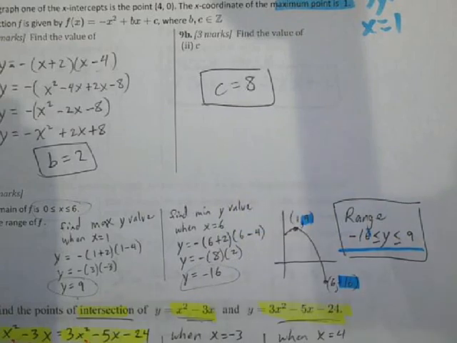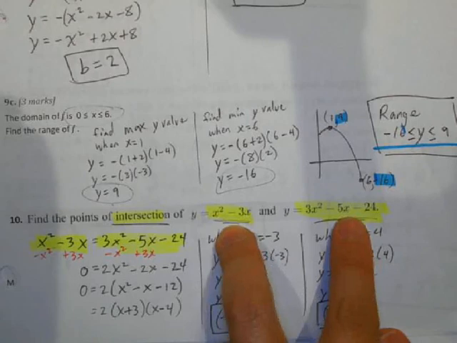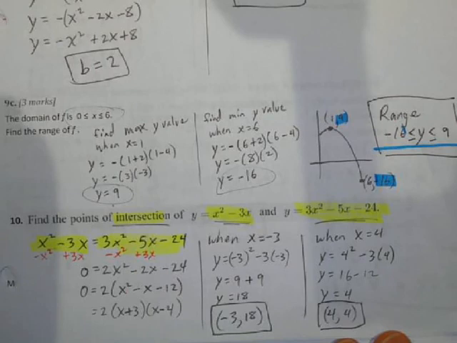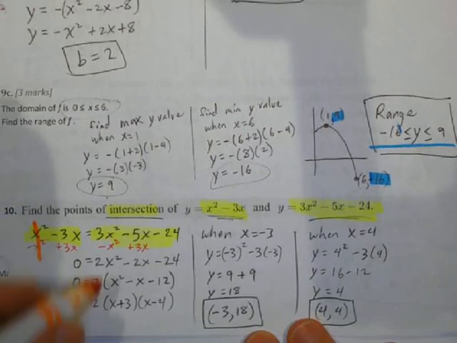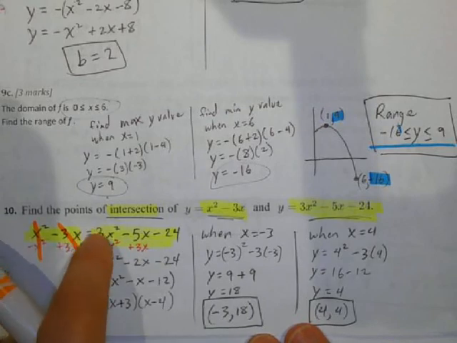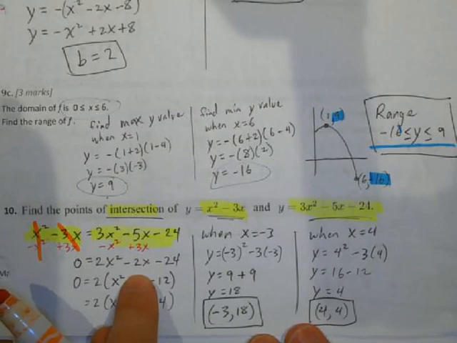Okay. Last question. Find the points of intersection. So you're going to need to make the two equations equal to each other. And then if I want to solve this, I'm going to subtract x squared on both sides to make that go away. And then I'm going to add 3x to both sides to make that go away. So if I've subtracted x squared, I get 3x squared minus x squared, which gives me 2x squared. Negative 5x plus 3x is going to give me negative 2x minus 24.